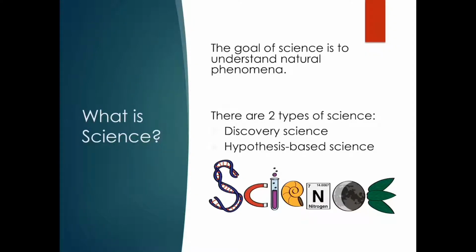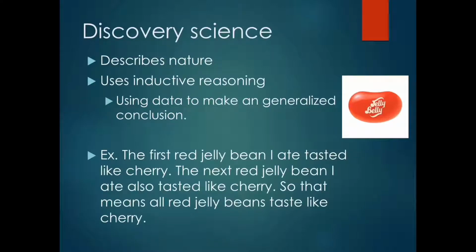So what is science? Science is what we use to understand natural phenomena, things that are going on naturally in the world around us or inside your bodies. There are two different types of science that we're going to talk about. We've got discovery science and hypothesis-based science. Discovery science is something that describes nature. It uses inductive reasoning, and what that is, you're using data to make a generalized conclusion.